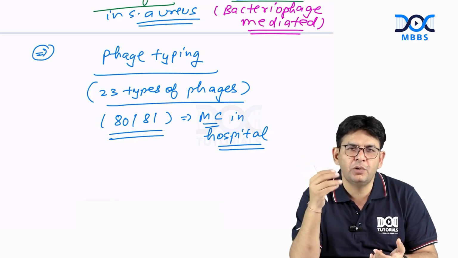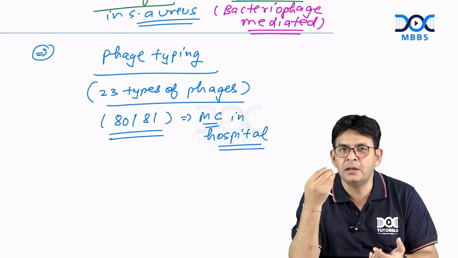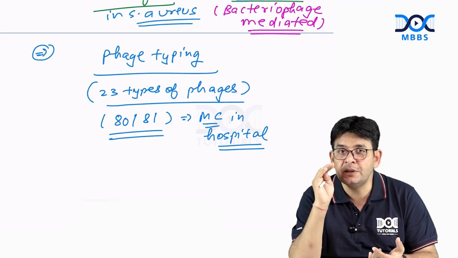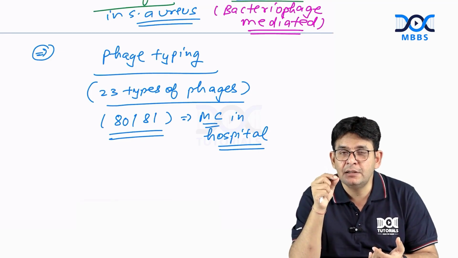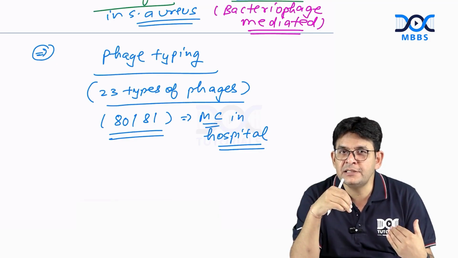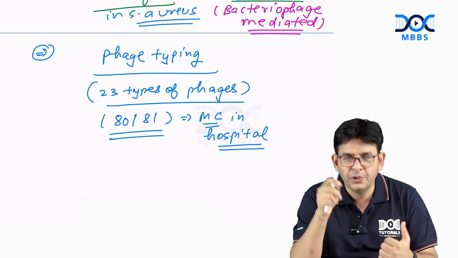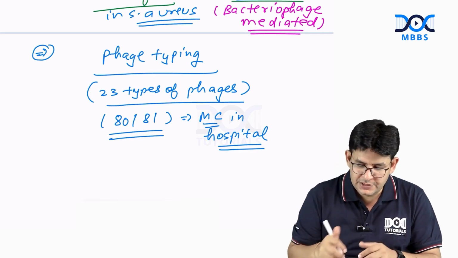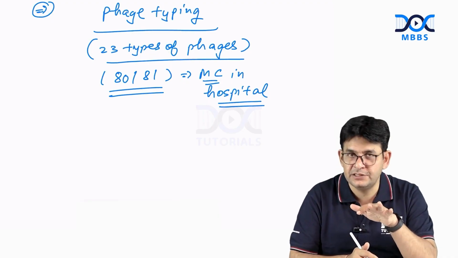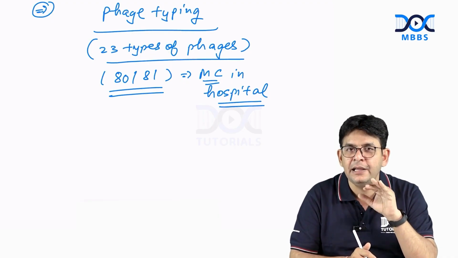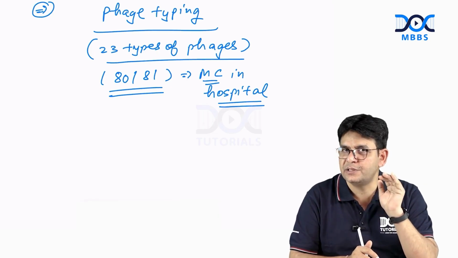And we do it for what? For the pediatric nursery typing. We should do this regularly, because you need to know which strain is working in my hospital, and whether it is acquiring MRSA resistance, or it is a simple strain, or what sort of thing it is. I suppose this is clear to you: 23 types of phage typing are available, and 80/81 is the most commonly found in hospitals.